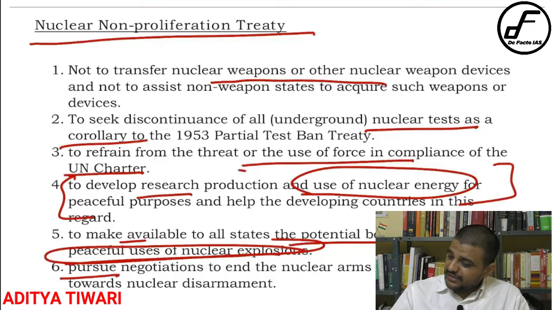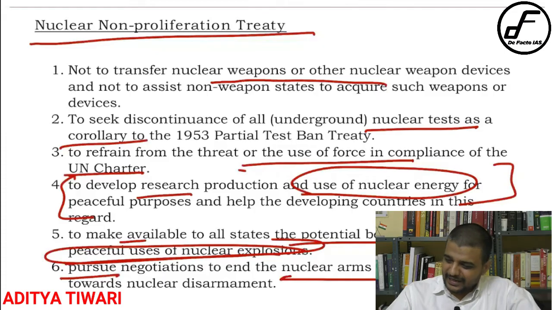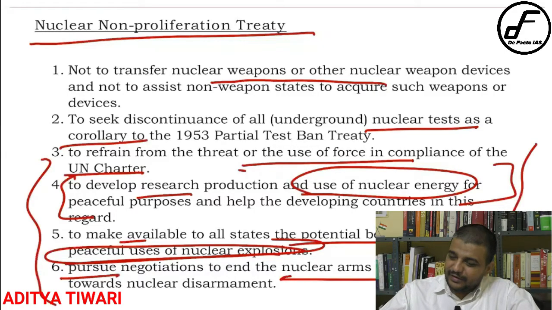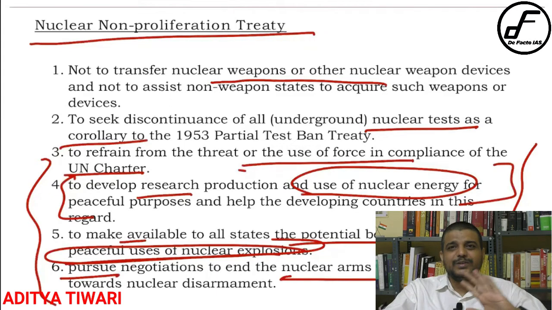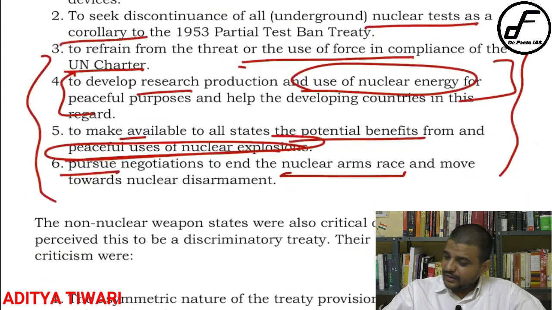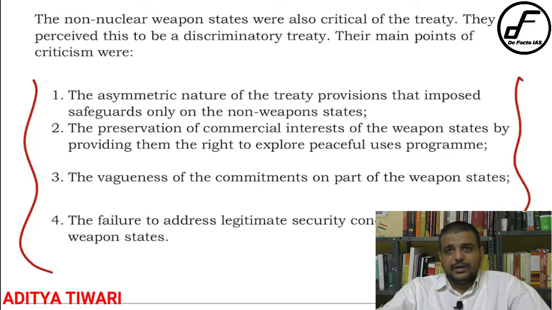Similarly, to pursue negotiations to end the nuclear arms race. It means they never guaranteed that they will give up nuclear weapons. They are simply guaranteeing that they will negotiate. That's it. So again, the whole interest of the countries with nuclear weapons was protected, and the interest of the countries which do not have nuclear weapons was not protected at all. That is why it actually failed. That is why I have also written it down, the major problem that India had with respect to this.